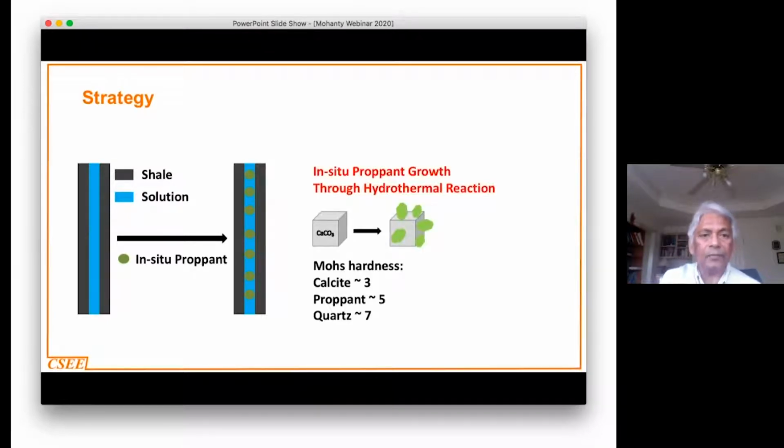This idea, if we can really develop it, could eliminate the idea of bringing all these proppants from far away and injecting dense proppants into the well bores. So we want some proppants which have a hardness somewhere between the hardness of calcite and quartz. And we find that we can make proppants like that in situ by hydrothermal reactions.